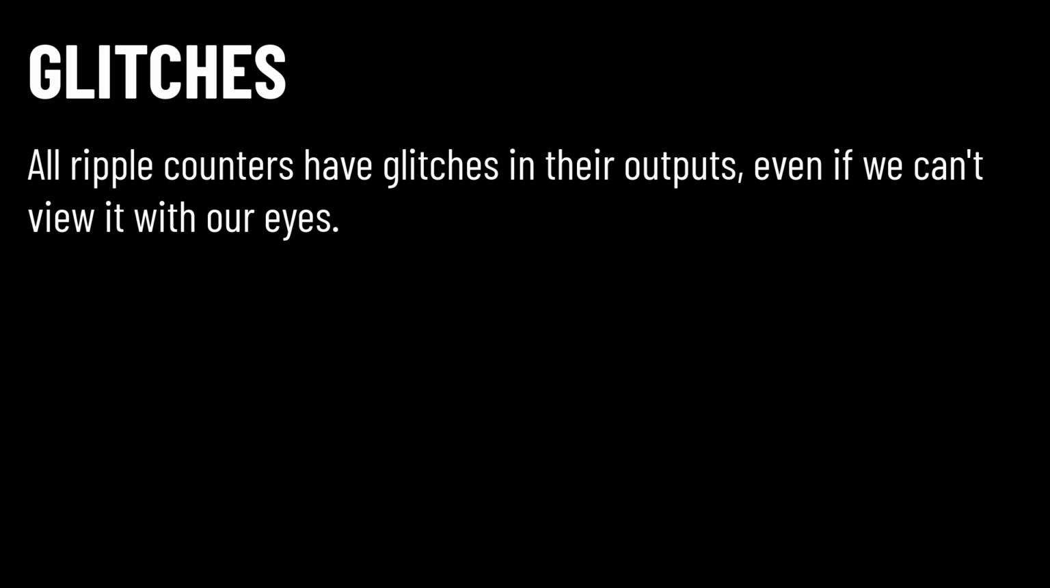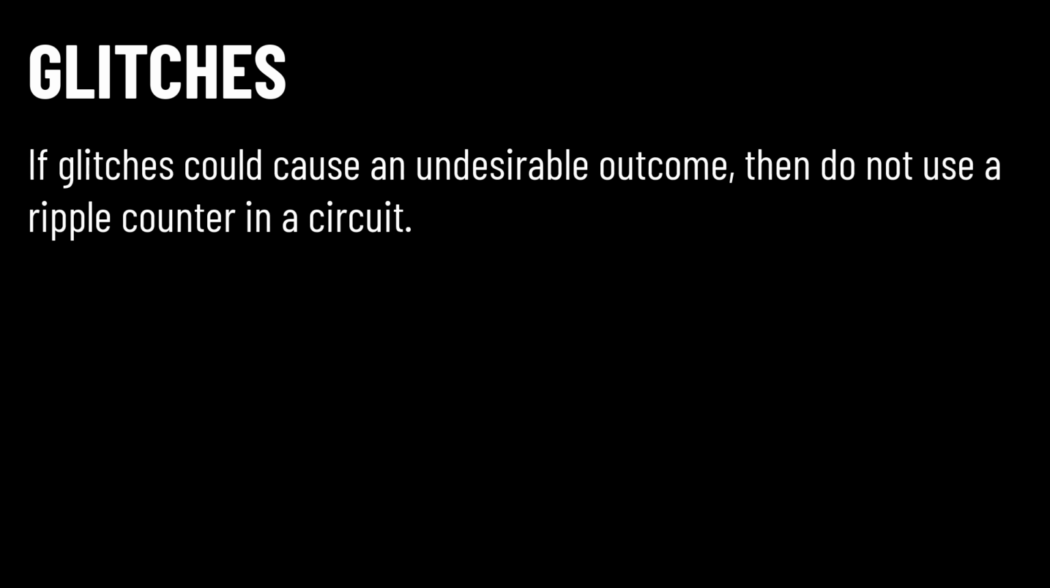If we're simply building something like a clock, this may not be a big deal. The glitch exists, but it doesn't affect the user's experience with the product. However, if glitches could cause an undesirable signal in subsequent electronics, then ripple counters should not be used. If glitches would cause issues in a circuit, then synchronous counters should be used instead.